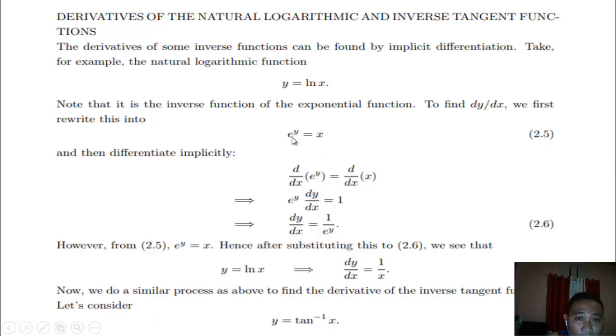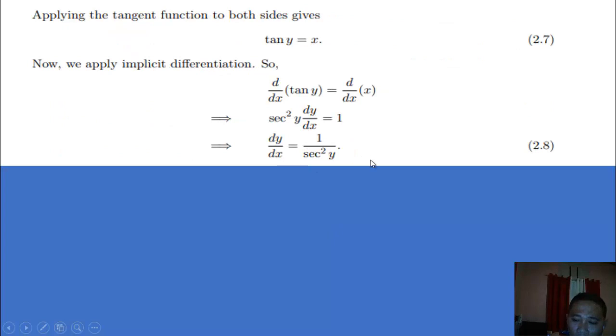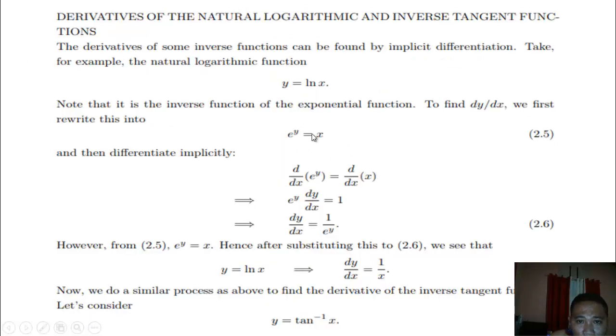Now, that is e to the y dy dx equals 1. Then, solving for dy dx, that is 1 over e to the y. Now, what is e to the y? Alam natin ang e to the y ay equals x, no? So, palitan natin ito ng x para magbalik doon. And you will get 1 over x. So, that means the derivative of ln x is 1 over x.